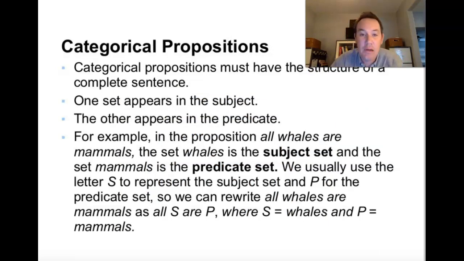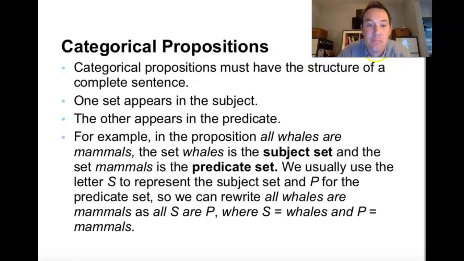All right, categorical propositions must have the structure of a complete sentence. One set appears in the subject, the other appears in the predicate. For example, in the proposition where all whales are mammals, the set whales is the subject set and the set mammals is the predicate set. We usually use the letter S to represent the subject set and P for the predicate set. So we can rewrite all whales are mammals as all S are P, where S is whales and P are mammals. And that just allows us to shorten the actual sentence and analyze more of its logical structure.